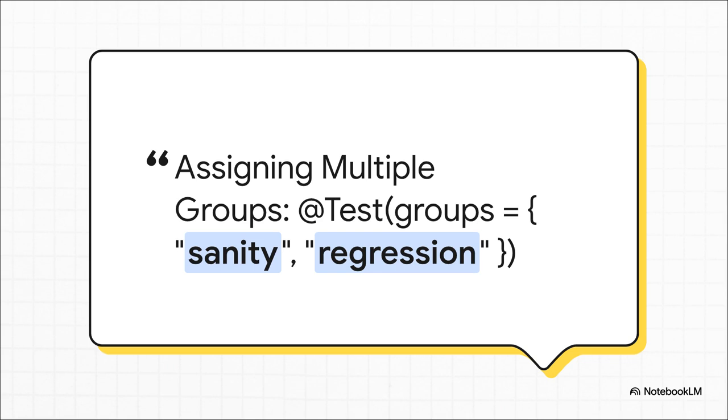And here's the cool part. A test doesn't have to belong to just one group. A test can be in multiple groups at once. Take this payment in dollars test. It's a critical sanity check, for sure, but it's also a key part of our bigger regression suite. That kind of flexibility is just incredibly powerful.